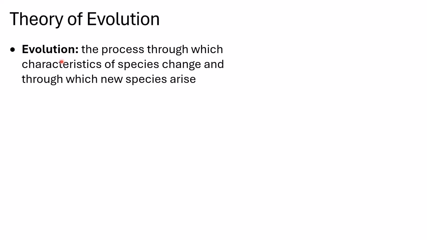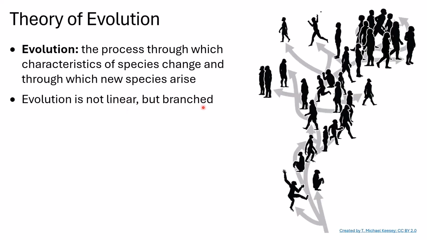Evolution can be defined as the process through which characteristics within a species change, and over time, how new species arise. It is also not linear, but branched. Many of you have likely seen the illustration of what looks like a monkey becoming a human over time. However, that is not accurate. We did not evolve from monkeys. Instead, we shared a common ancestor with them long ago, but branched into distinct lineages as you see here.